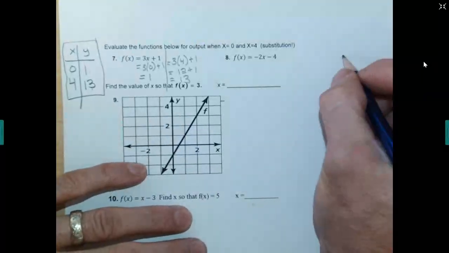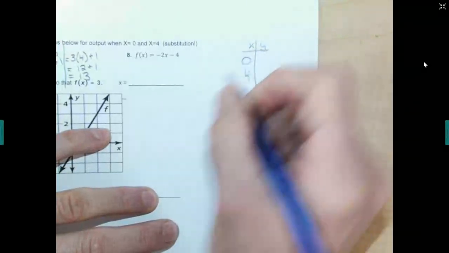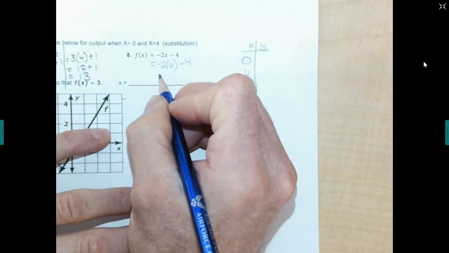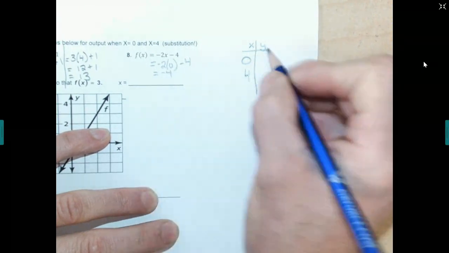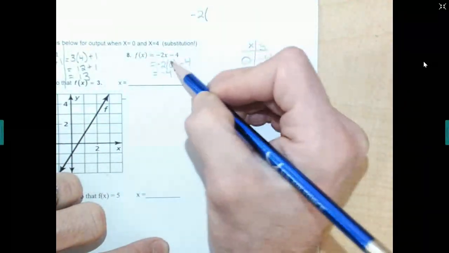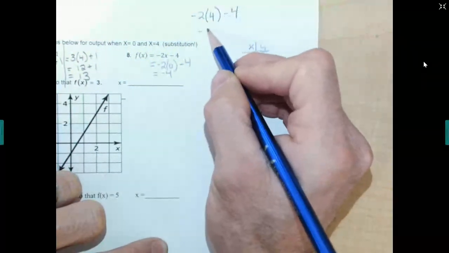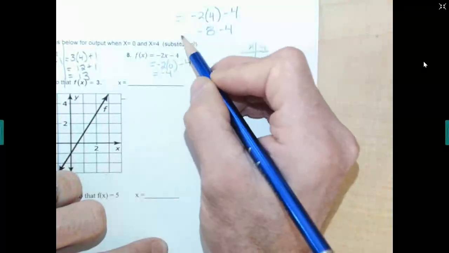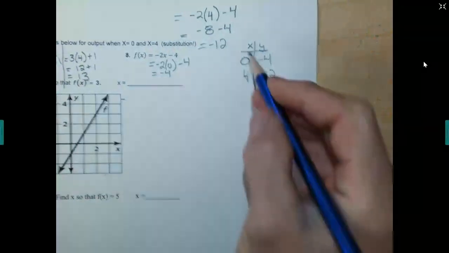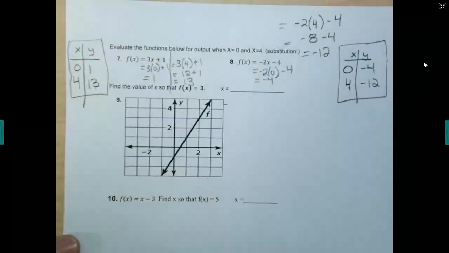So let's do it for this one. I have my x and my y. I have 0 and 4. So I have negative 2 times 0 minus 4. So I have 0 and negative 4. Negative 2 times 0 is 0. So now I have negative 2 times 4 minus 4. Negative 8 minus 4. Negative 12. Uh-oh, I haven't been putting boxes around my answers. Please make sure you put boxes around your answers.